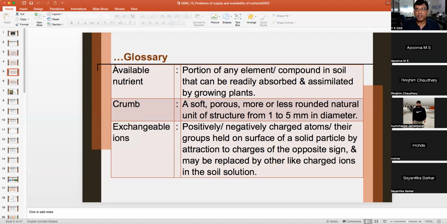Crumb, you know, crumb is a structure, a soft, porous, more or less rounded natural unit of structure from 1 to 5 millimeter in diameter. Exchangeable ions: positively or negatively charged atoms or groups held on the surface of a solid particle by attraction to charges of the opposite sign and may be replaced by other like charged ions in the soil solution. So exchangeable ions are mostly on the colloids, and they can be replaced by some other counterparts. A cation will be replaced by another cation, and an anion can be replaced by another anion. So these are exchanges between soil solution and exchangeable ions. As I told, they are on the colloid. So replacement or change from each other is your exchange.